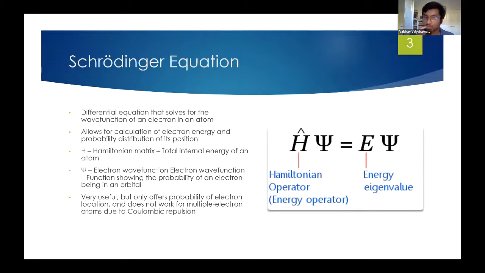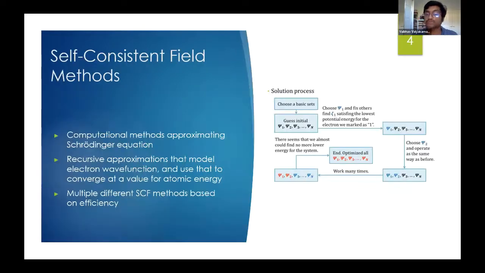Again, for those who do know calculus, we say that the Schrödinger equation is a separable differential equation, but when we get the repulsion, the equation isn't separable anymore. So we have to use different methods. So instead of actually calculating the Hamiltonian and the wave functions and the energy, we have to approximate the wave function. And that's where we use self-consistent field methods, or for short, SCF methods.